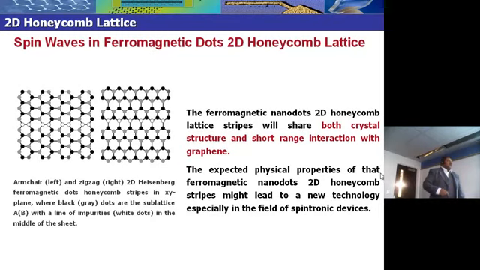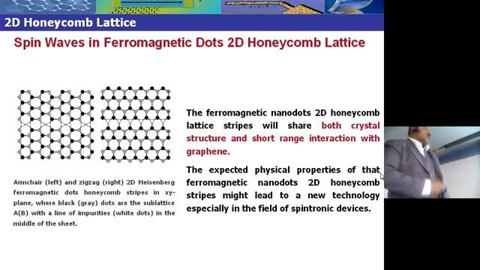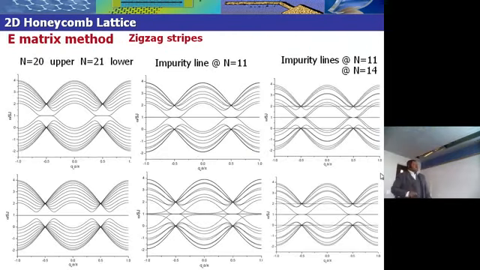We have here ferromagnetic nanodots arrayed in a zigzag stripe or an armchair stripe. We can actually put some impurity of a different magnetic material in these lines. We used the E-matrix method for this study, and for the zigzag stripe case, we found that for even stripes we have this dispersion relation, with the wave vector in the first Brillouin zone and here the frequency. The same here for the odd.